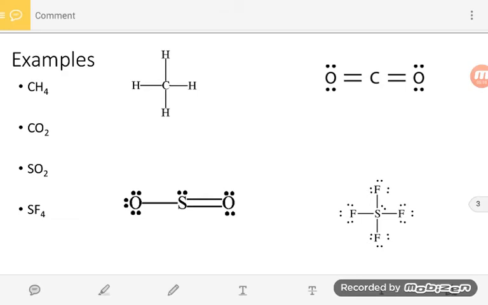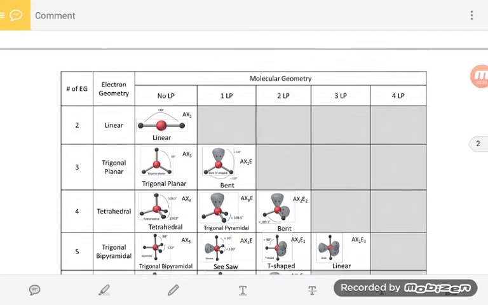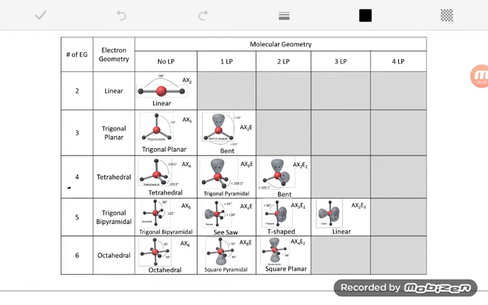So first example, CH4. CH4 has 1, 2, 3, 4 bonds, so 4 electron groups, and it has 0 lone pairs. So 4 electron groups and 0 lone pairs. We'll go back up to my chart. 4 electron groups, its electron geometry is tetrahedral. 0 lone pairs, its molecular geometry is also tetrahedral. Really simple.